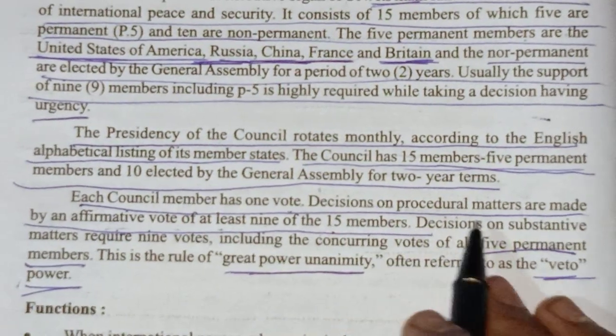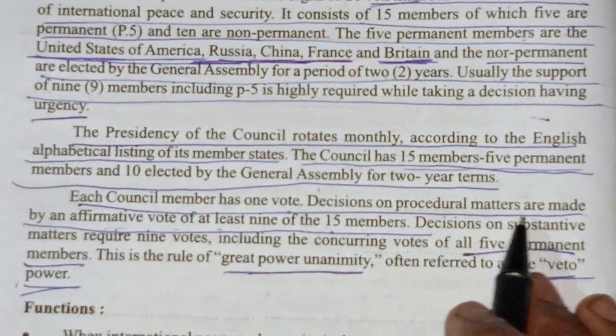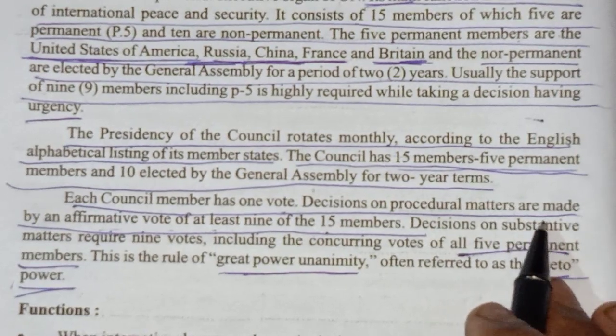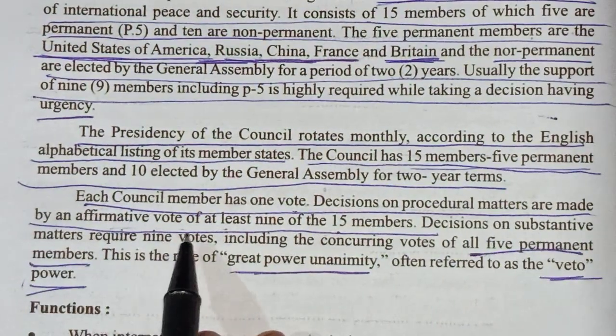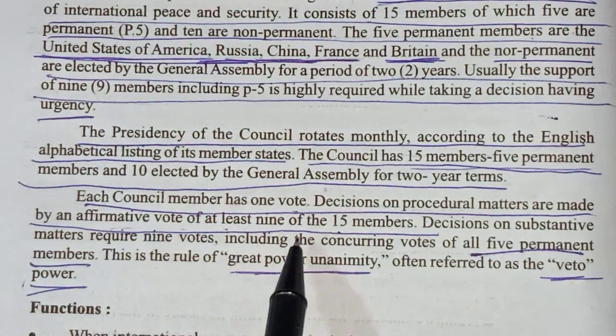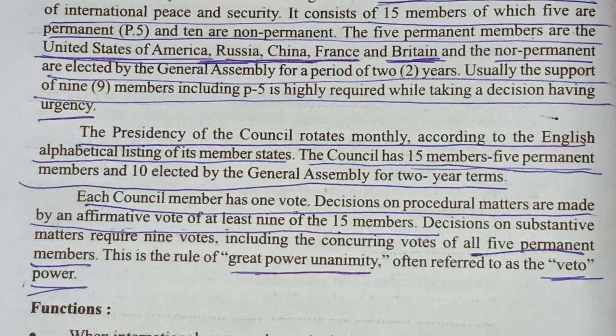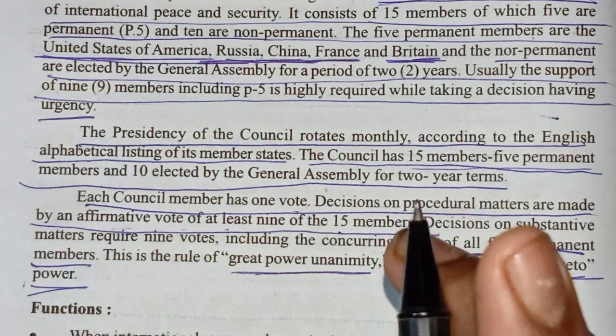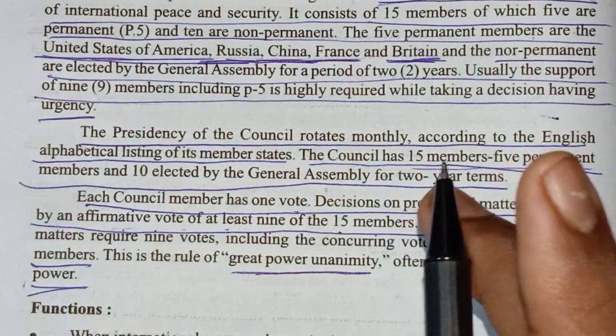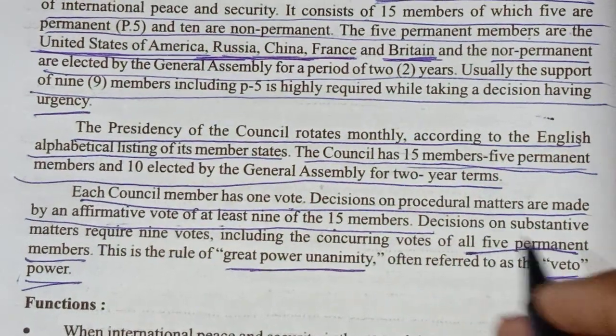Decisions on procedural matters are made by an affirmative vote of at least 9 of the 15 members. To make a decision, the support of 9 members out of 15 should be there.